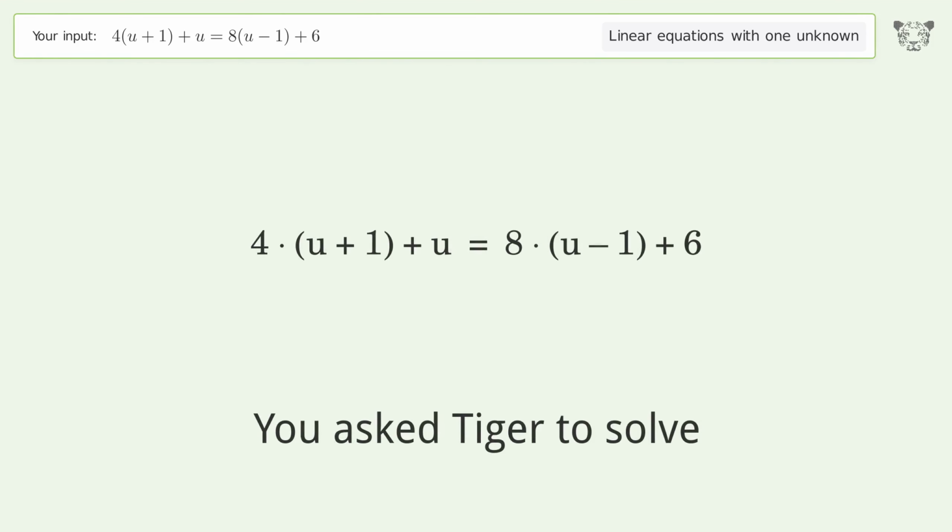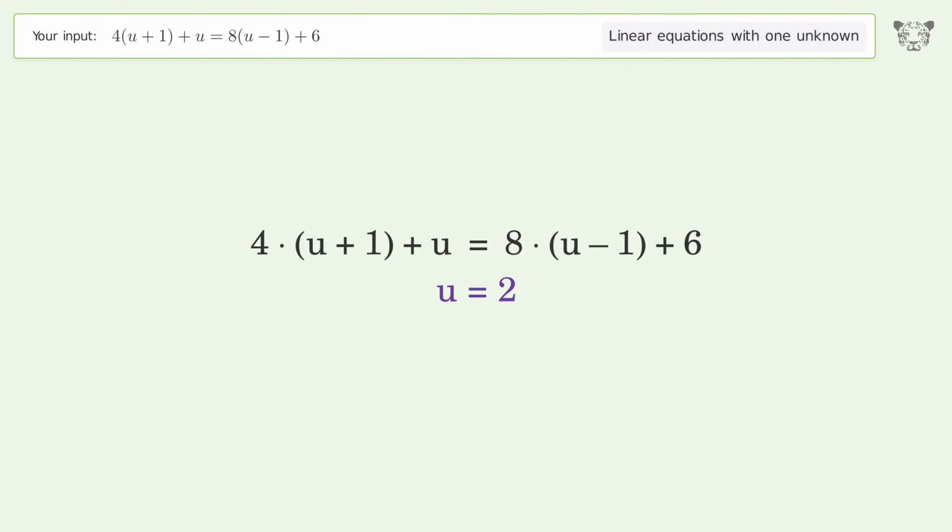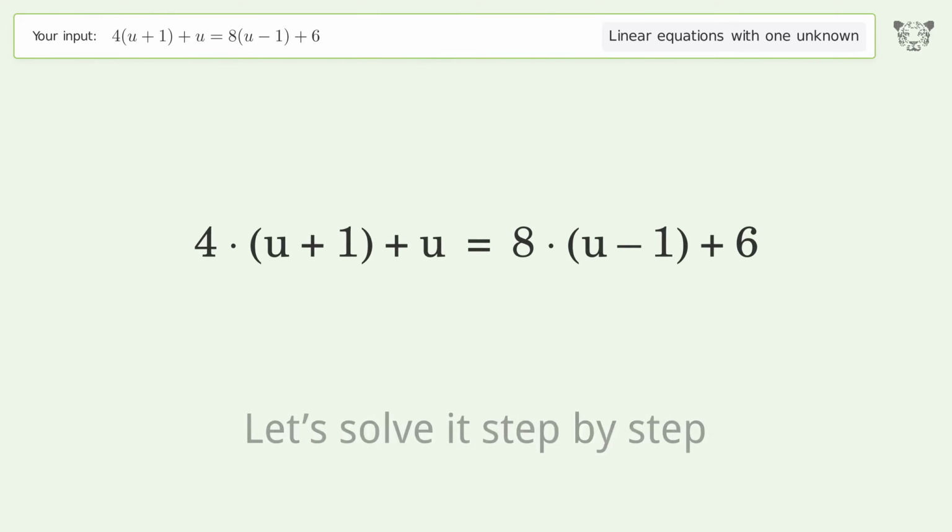You ask Tiger to solve. This deals with linear equations with one unknown. The final result is u=2. Let's solve it step by step.